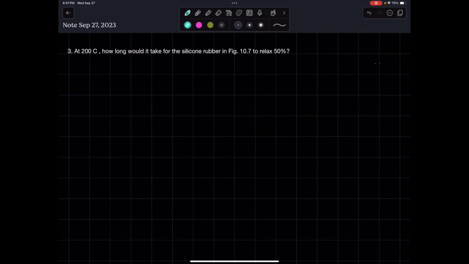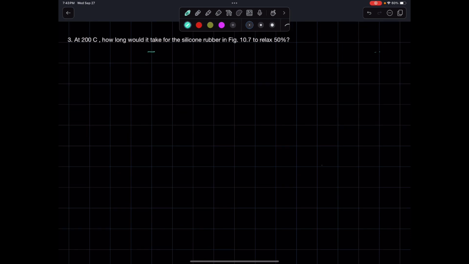At 200 degrees centigrade, how long would it take for the silicone rubber in figure 10.7 to relax 50%? Table 10.1 gives the chemical stress relaxation times for silicone rubber at different temperatures. These relaxation times are estimated from the time necessary for sigma t over sigma 0 to drop to 1 over E, which is 0.368. So we have tau equals constant times e to the power delta E over RT, where delta E is the energy of activation.